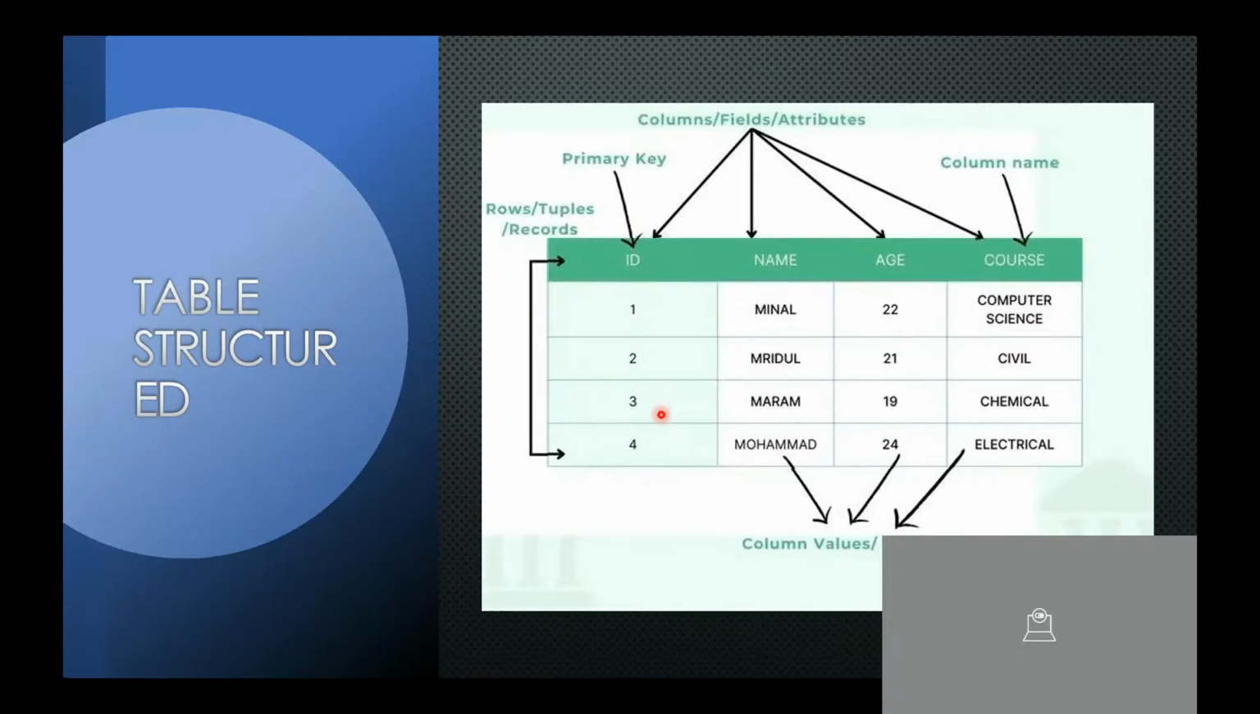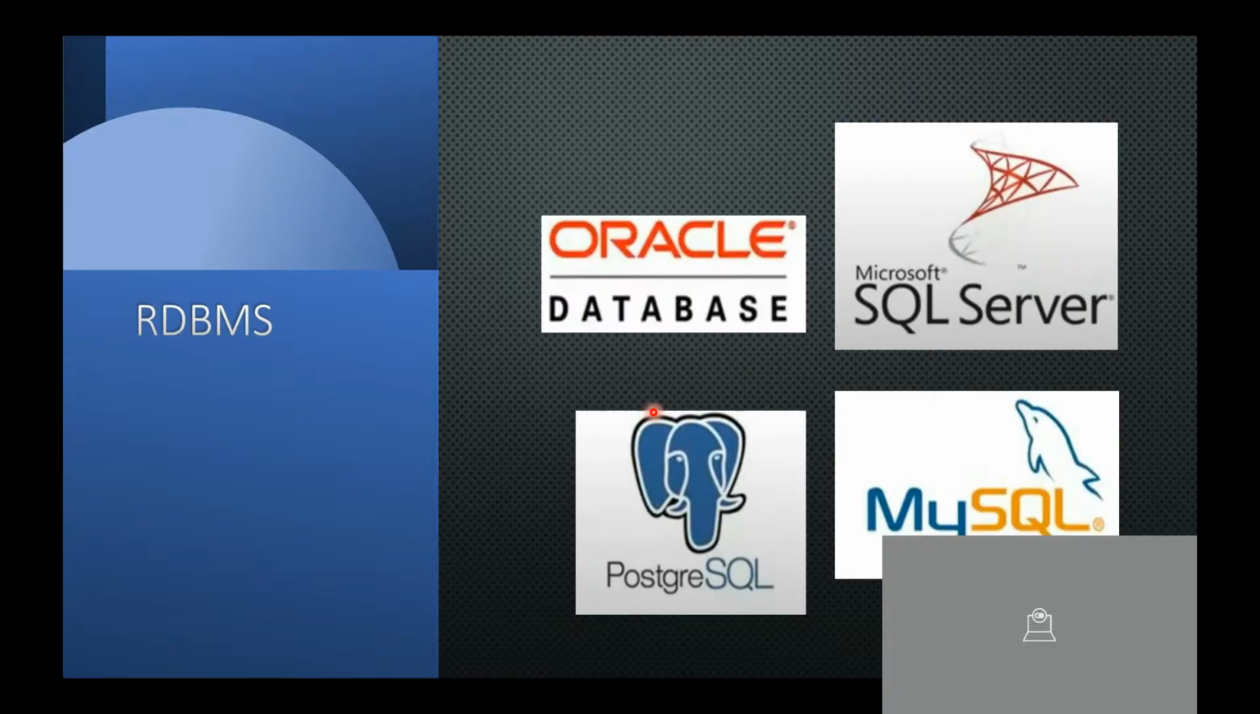So next, what is an RDBMS, a relational database management system? Oracle database is available freely on the internet. SQL Server, these are the servers. And Microsoft SQL Server, PostgreSQL, MySQL. So lots of things are available on the market and freely available.